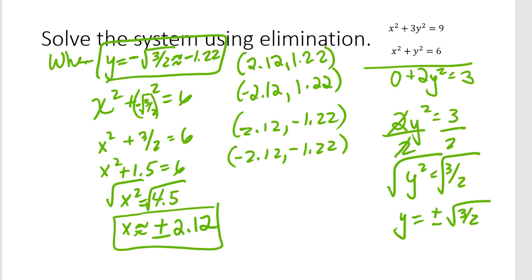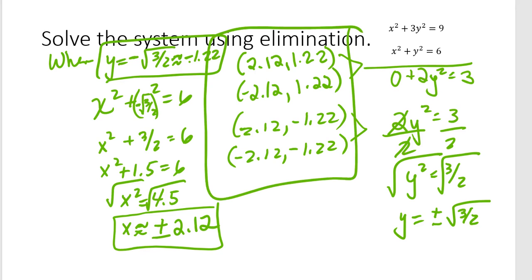So the easiest way to think about it is you're doing y equal to negative 1.22, and then you got two answers. That's these two. And then you did it earlier when y was equal to positive 1.22, you got two different x's. So you end up with 4 solutions. So this is our answer.